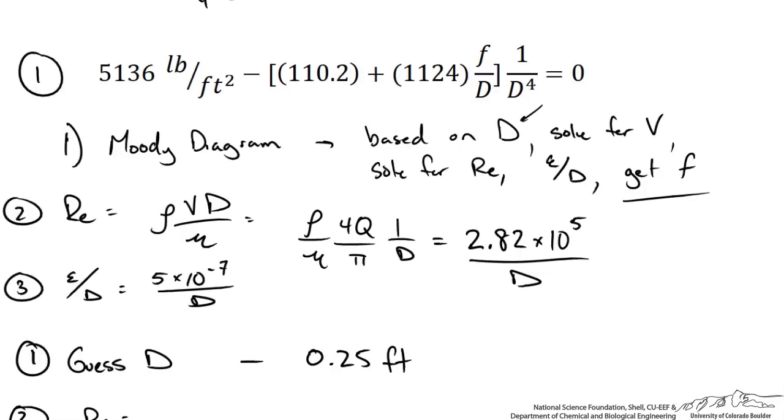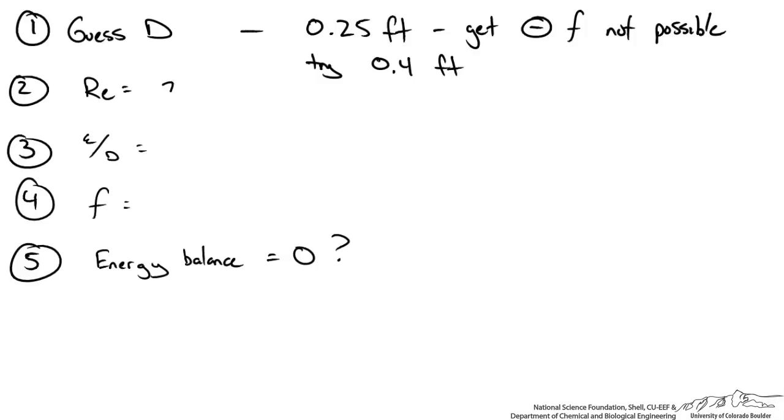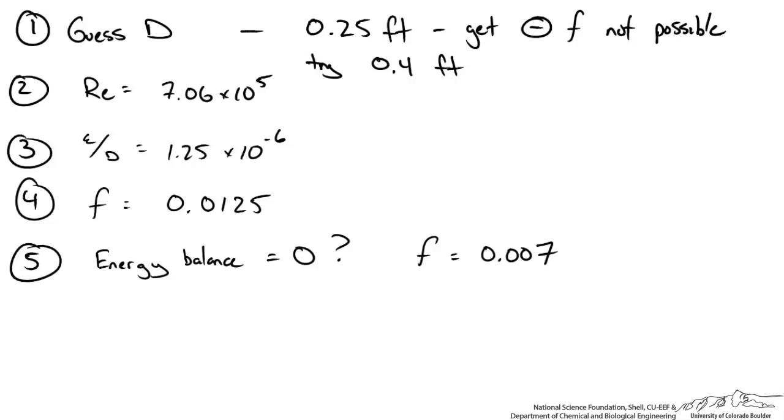Let's try a diameter that's larger. When we use 0.4 feet, I get a Reynolds number of 7.06 times 10 to the 5th, epsilon over D of 1.25 times 10 to the negative 6. This gives me a friction factor of about 0.0125. Now when we plug our diameter into our energy balance, the friction factor from our energy balance gives us 0.007, which is not equal to what our Moody chart gave us of 0.0125. So we know that the diameter of 0.4 is not correct.